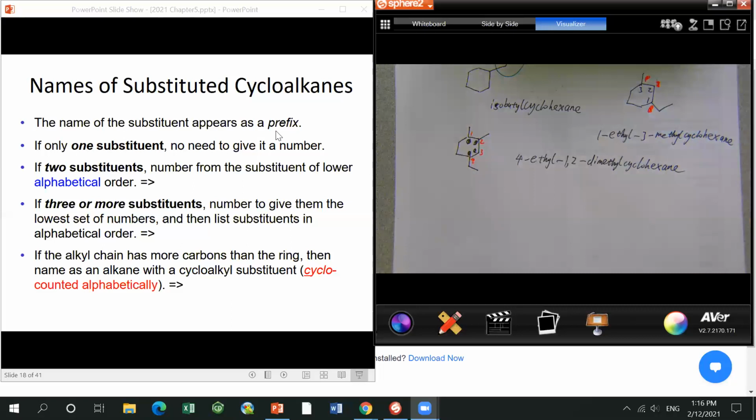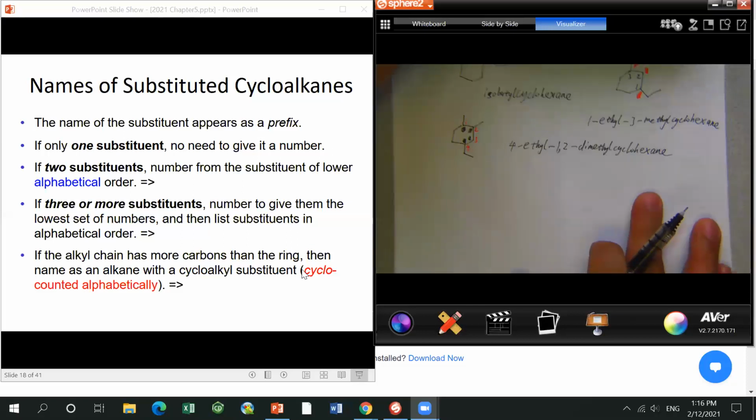The last situation is if there's a long carbon chain which has more carbons than the attached ring system. In this case, we name the carbon chain as the parent name, and the cycloalkene attachment becomes a substituent, so just change ANE to YL. But keep in mind, here you need to count the cyclo, you need to count C. Let me give you one example so you will understand what I'm talking about.